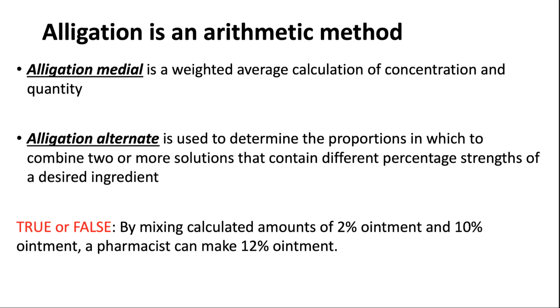So there are two different alligation calculations that we're going to do here in a minute. The first one is called alligation medial. And this is a method where we'll use what they call a weighted average strength of the two concentrations together to make a new concentration. So we'll use this weighted average system.